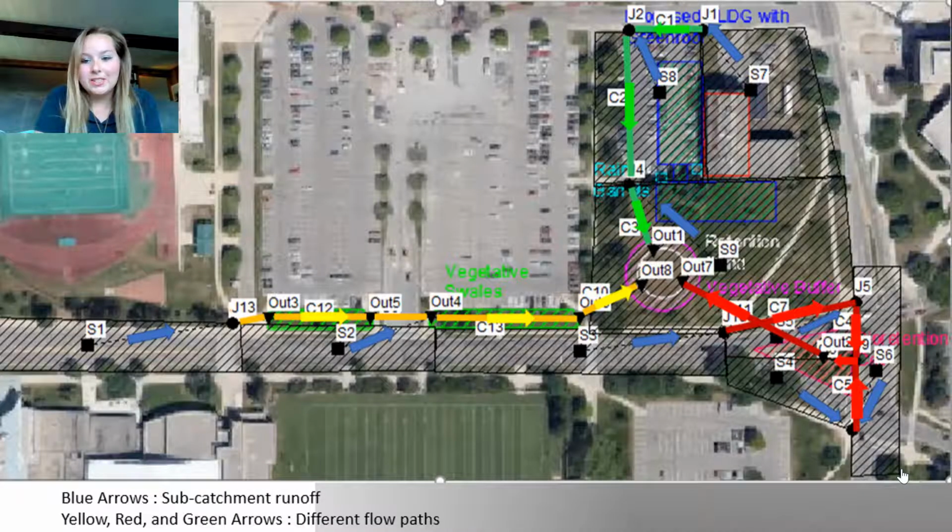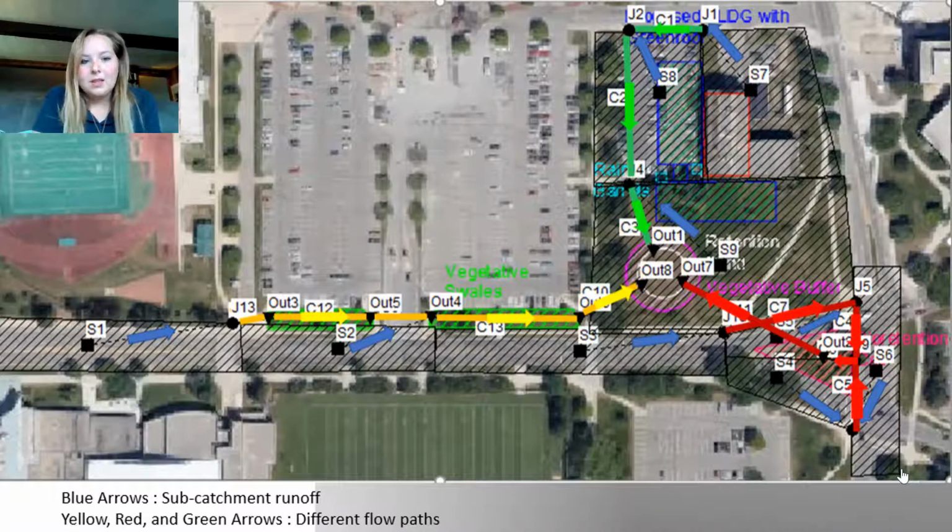As mentioned previously, water is routed into the retention pond through 3 different routes. As seen in this figure, the blue arrows depict runoff from each subcatchment into their respective inlet. We're going to focus on the yellow flow path first.